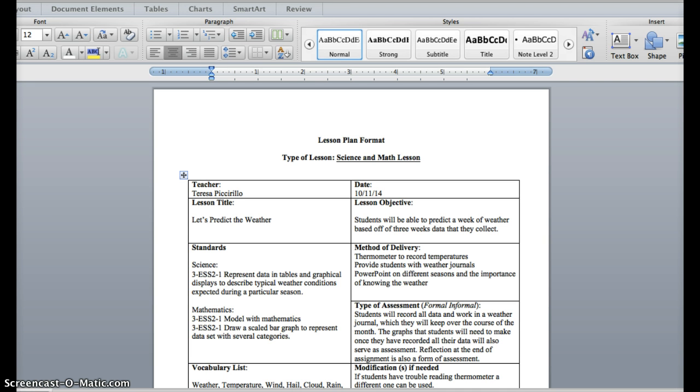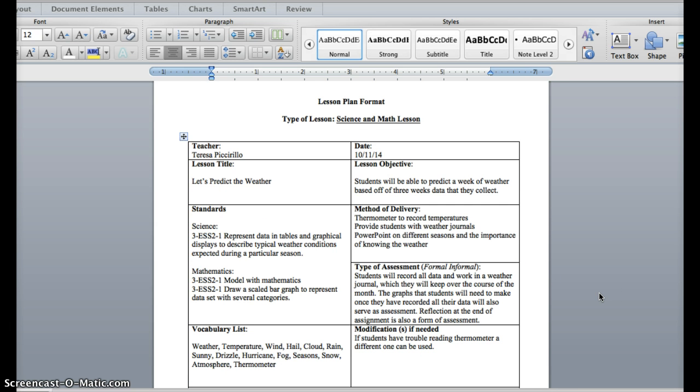time. And I really wanted to focus it on the importance of weather, where they can see why they need to know the weather or the different jobs that they can have as telling the weather, stuff like that. So this is my lesson plan.